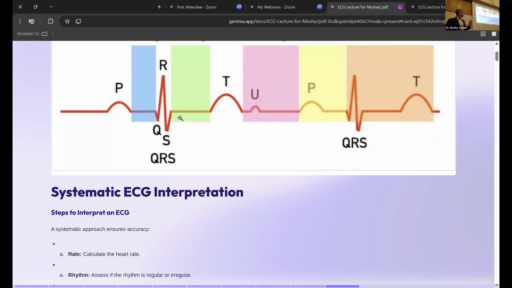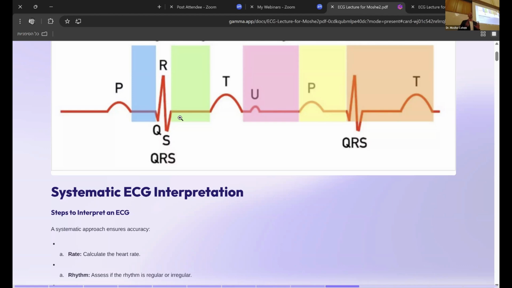So one of the things that can be easily diagnosed is myocardial infarction. ST elevation MI is the most dangerous. Non-ST elevation MI is dangerous. You have to hospitalize the patient.